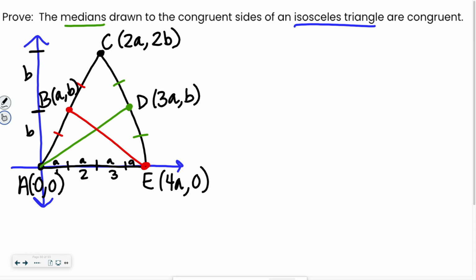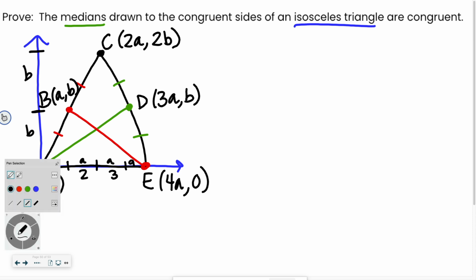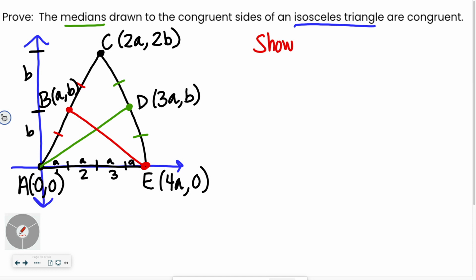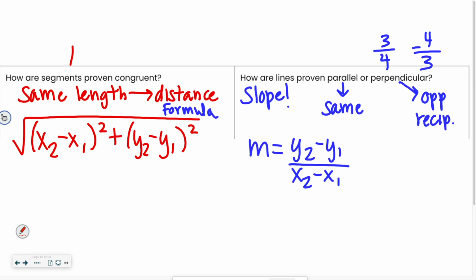All right, so now that we've done kind of, I think, the most complicated piece, what we want to show now, I write this down. We want to show that AD is congruent to BE. So now you're thinking, well, how do I show two segments are congruent, the same length? That's right here. We're going to use the distance formula.